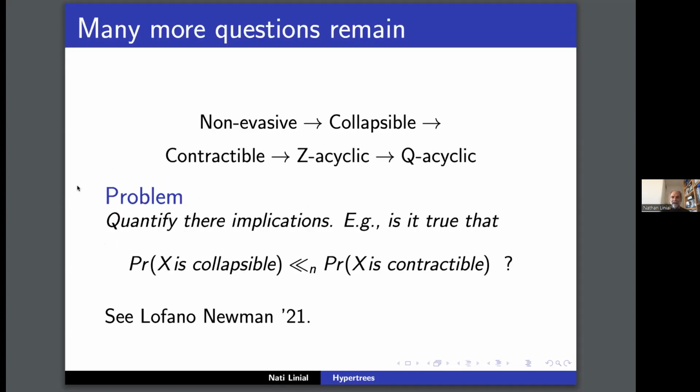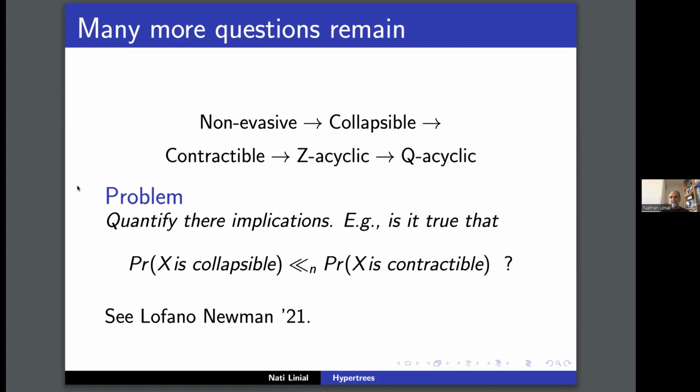I will only mention, again, I am not even going to define these notions, but now we do have to talk about topology, which I wanted to avoid. There's a chain of conditions or properties: being non-invasive, being collapsible, being contractible, being Z-acyclic, being Q-acyclic. And it's reasonable that each of these implications is statistically huge. So for every property that implies the other, statistically, the smaller one happens with probability tending to zero.